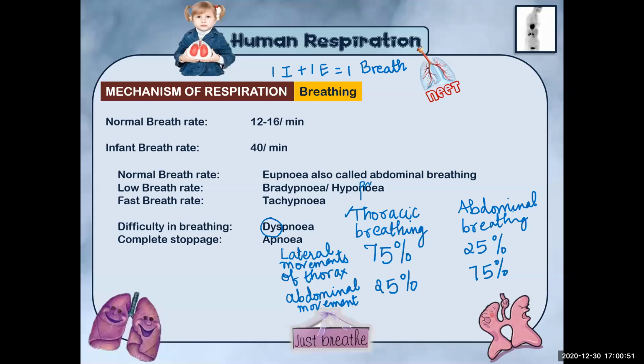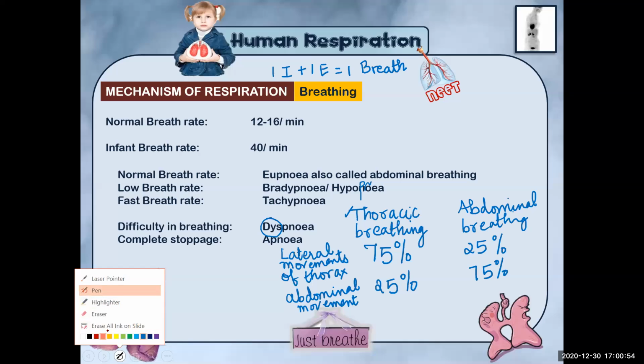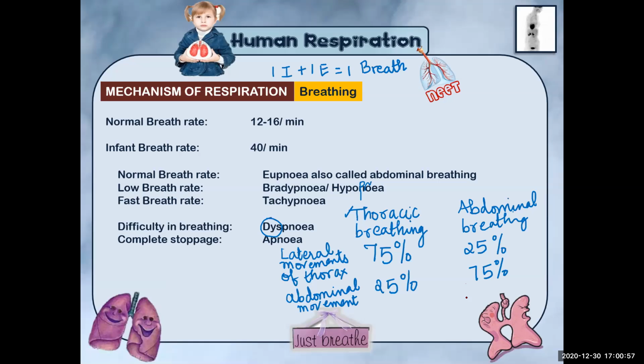Now, abdominal breathing is commonly found in human males, and in women it is thoracic breathing. And pregnancy में the thoracic breathing is more pronounced. Why? Because abdomen में बेबी ग्रो हो रहा है, राइट? So in women, and especially during pregnancy, the movement of abdomen is very limited.